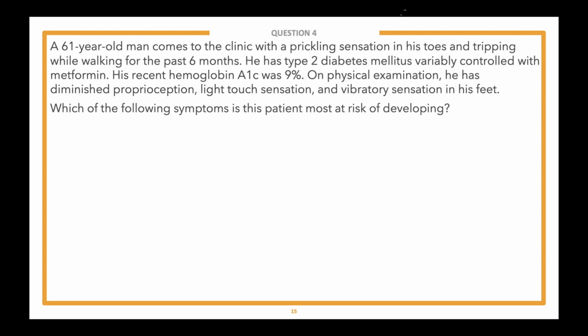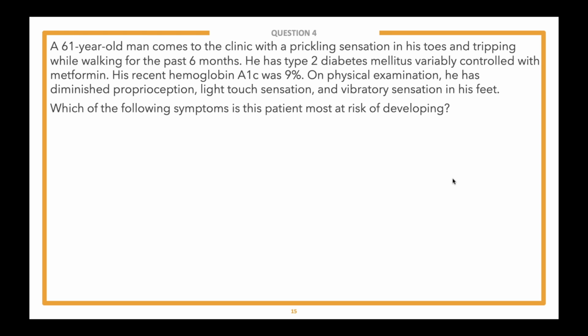So let's go ahead and move on now to our second question of the evening. Once again, the answer choices are covered up. That is by design. And we will begin with the lead-in. Which of the following symptoms is this patient most at risk of developing? I'll give all of you a few moments here to respond in the question box and let us know how many steps you think this question will require. And then we'll read the vignette. All right, I see the responses coming in.